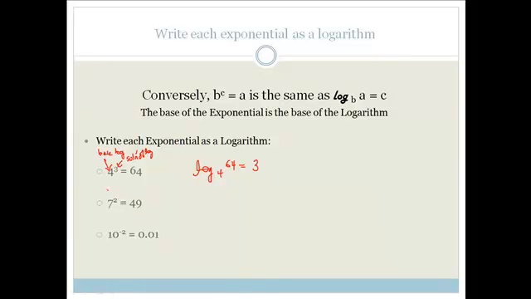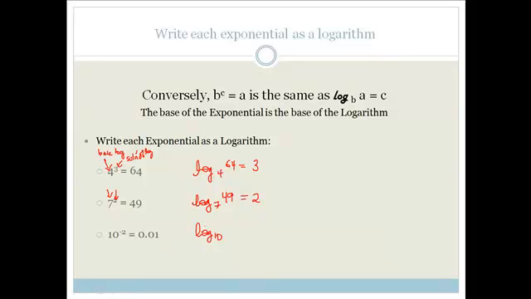Let's try another one. Remember, the base of the logarithm is the base of the exponential. The base of the exponential is the base of the logarithm. So I'm looking at log base 7 in this case. And the power here always goes on the right hand side of the logarithm. And I'm left with 49 to go into the middle spot, which is the number I'm trying to take the logarithm of. So log base 7 of the number 49 is equal to 2. The last example we'll do here is a log that involves log base 10. Just as it's important to know the powers of 10, it's kind of important to know the logarithms that involve log base 10.